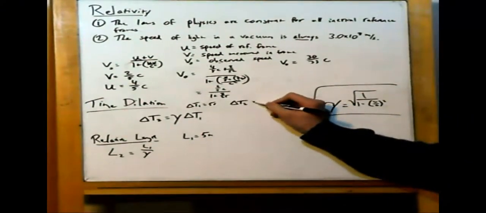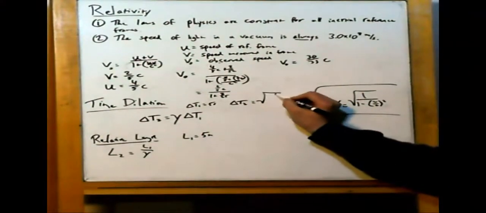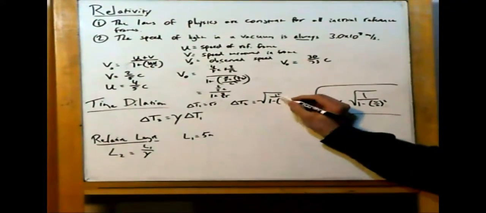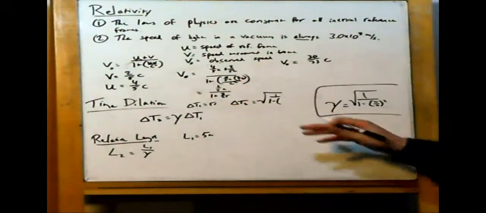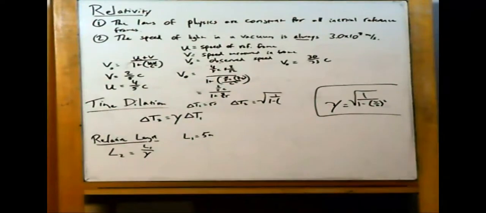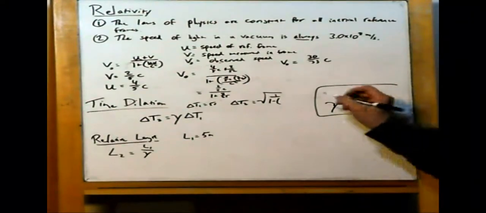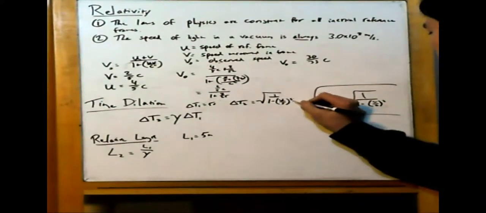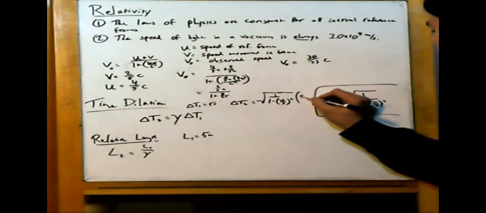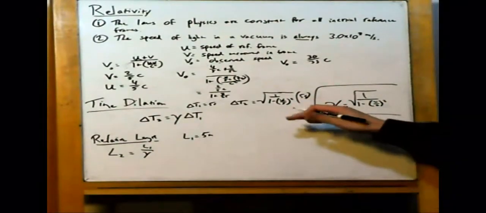Well, delta t sub 2 is equivalent to gamma, so that's the square root of 1 over 1 minus the speed of the reference frame, which is going to be 4/5 c, divided by the speed of light, so the c's just cancel out, and we have 4/5 squared times 5 seconds. Okay, let's start working this out.